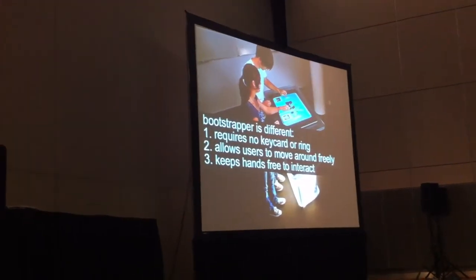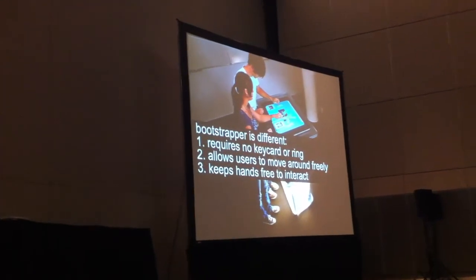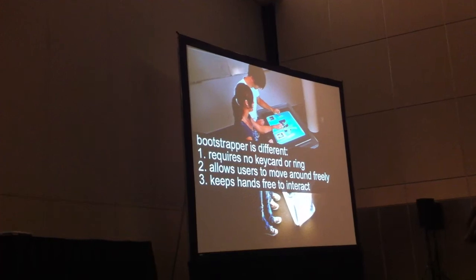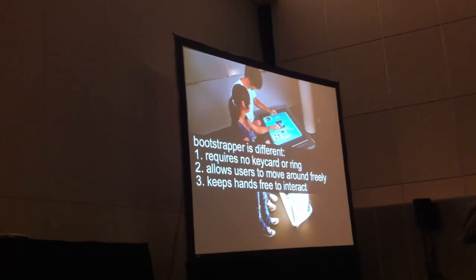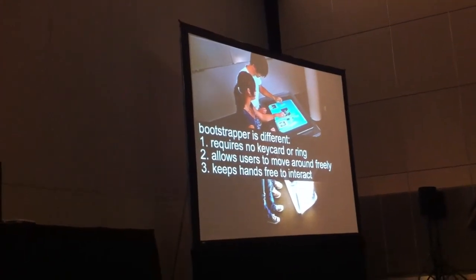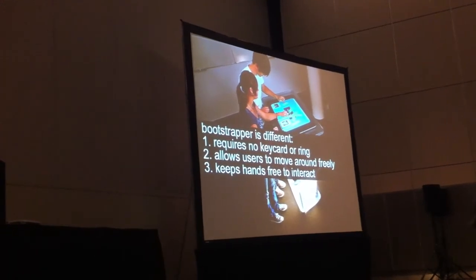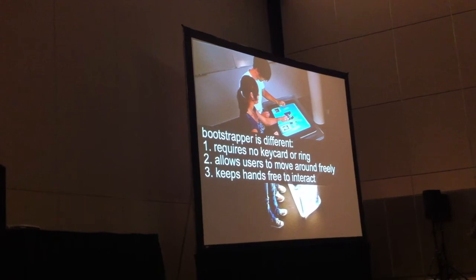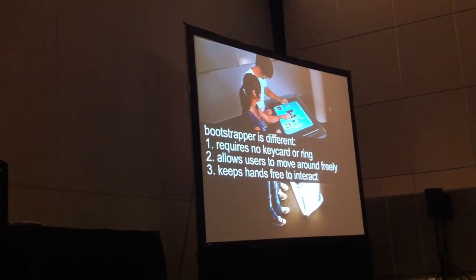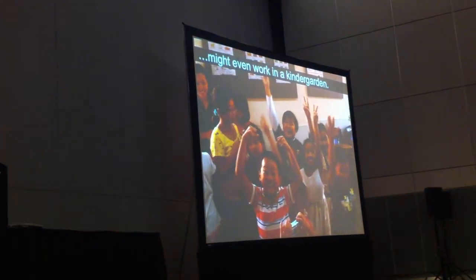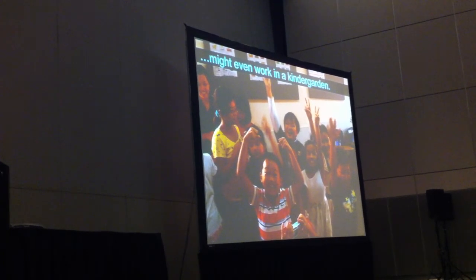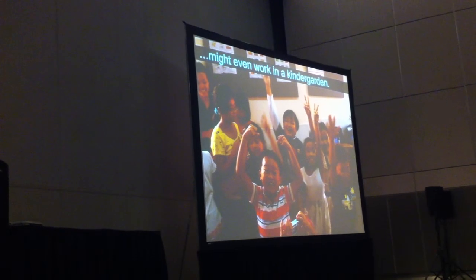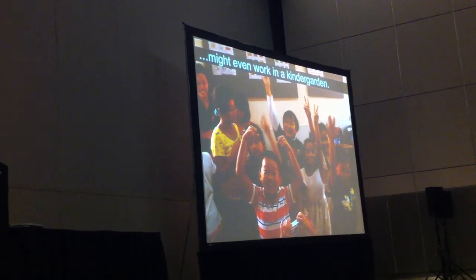So Bootstrapper is really different to this, since it requires no key card or ring to identify people, and unlike DiamondTouch, for example, it allows the users to move around freely, since the feet are aligned to the ground. And unlike biometrics, the hands are kept free to interact with the system. So we think this could work, for example, in a kindergarten environment where the users have no key card, or maybe lose them and are running around frequently.